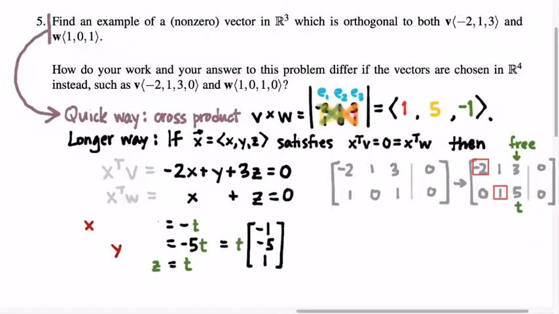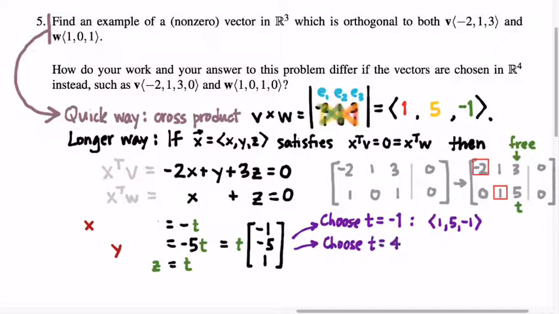Factoring out the t, we can find that a basis for our solution space is the vector (-1, -5, 1). And so any multiple of that vector will give me a vector which is orthogonal to both v and w. For example, if I pick t equal to -1, I get exactly the vector that we found when we took the cross product, (1, 5, -1). If I choose a different value for t, for example t equals 4, I get a different vector that will also work to solve this problem.